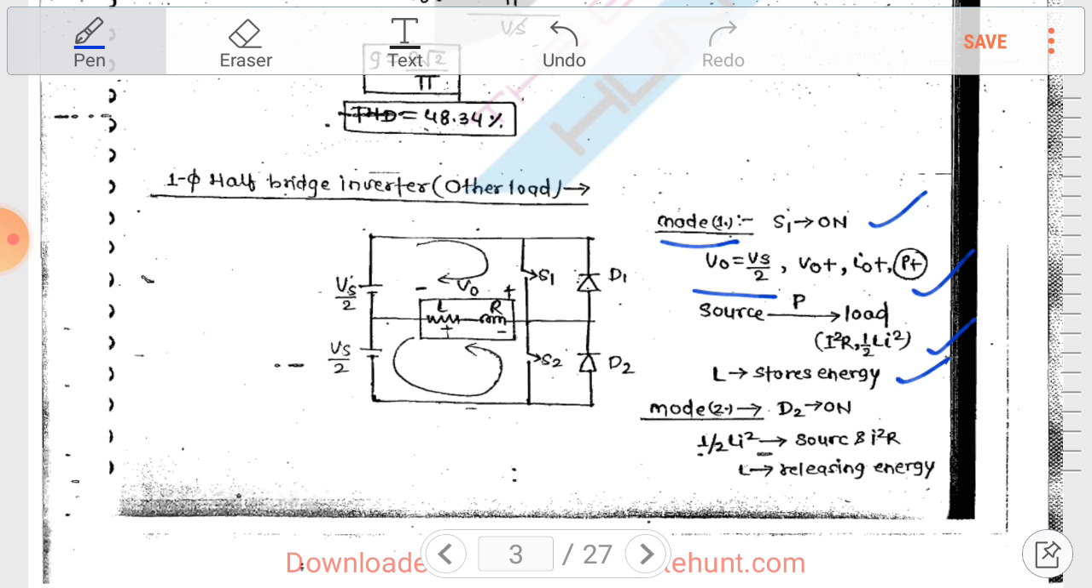In the next mode, the current direction has to remain the same and the voltage polarity needs to be reversed. So D2 is switched on, and as the power becomes negative, power flows from inductance to load, inductance to source. So inductance is releasing the energy.